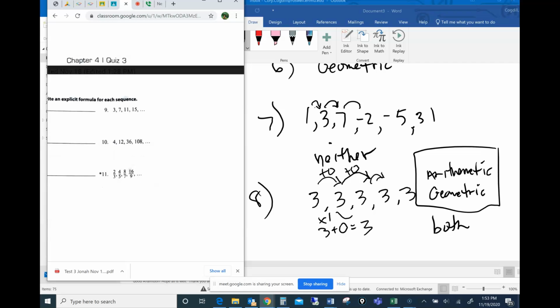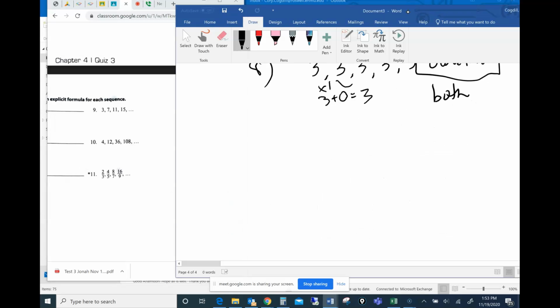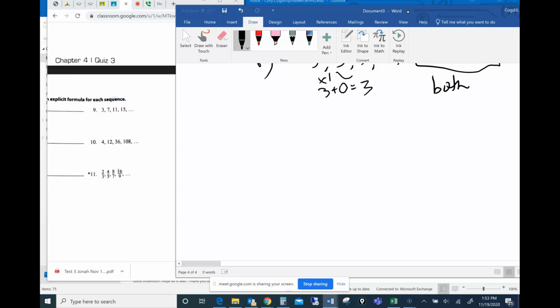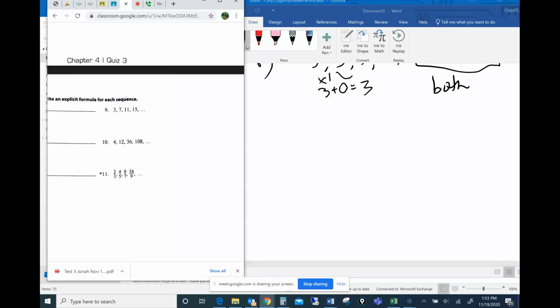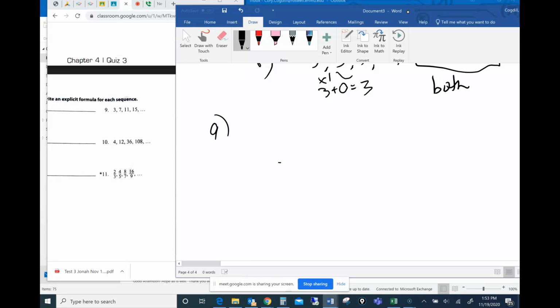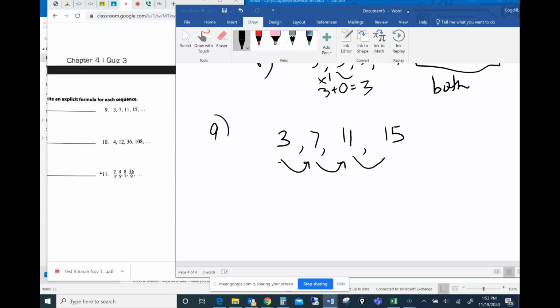Okay, now for the hard ones. The two hard ones, number 9 and number 10. We're asked to write the explicit formula for each. 3, 7, 11, and 15. Well, it wasn't too hard to find the common difference. It was just adding 4 to each one. So we're going to say d equals 4.